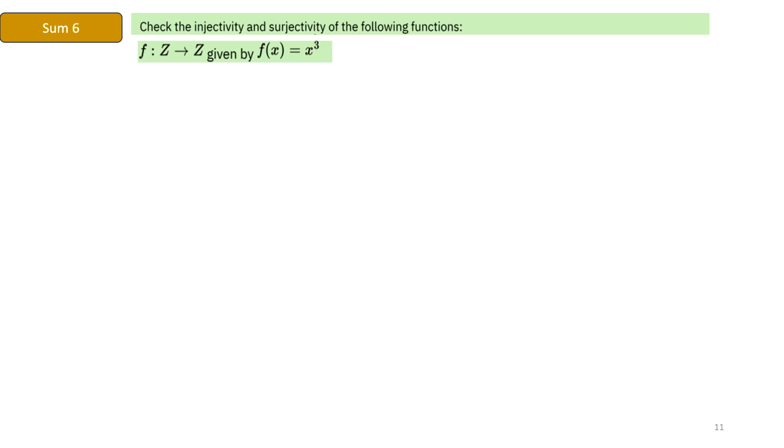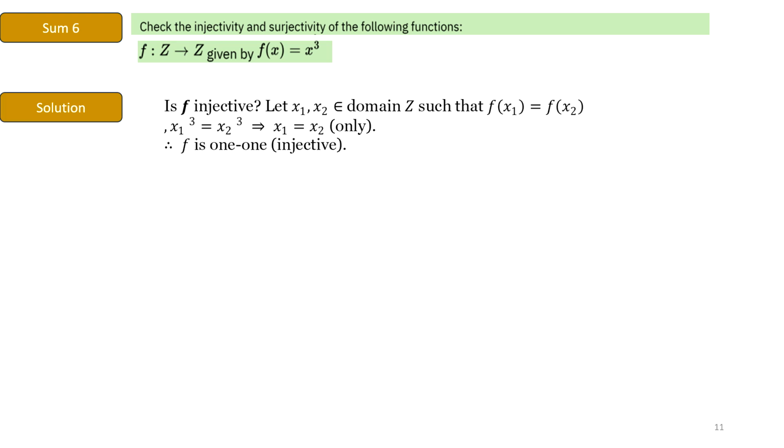Check the injectivity and surjectivity of the function f(x) = x³. Here, both domain and codomain are the set of integers. Is f injective? Let f(x1) and f(x2) be such that x1 and x2 belong to the domain. If f(x1) and f(x2) are equal, it implies x1³ equals x2³ or x1 equals x2, which in turn indicates that f is injective.